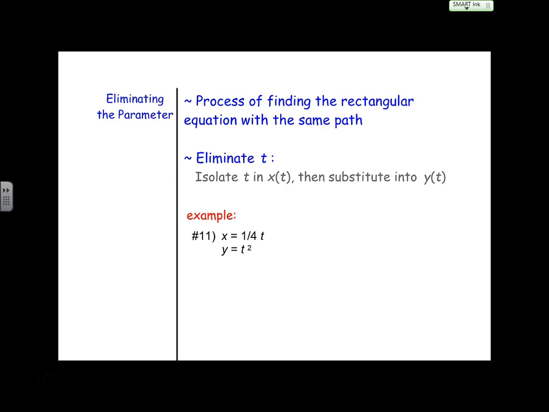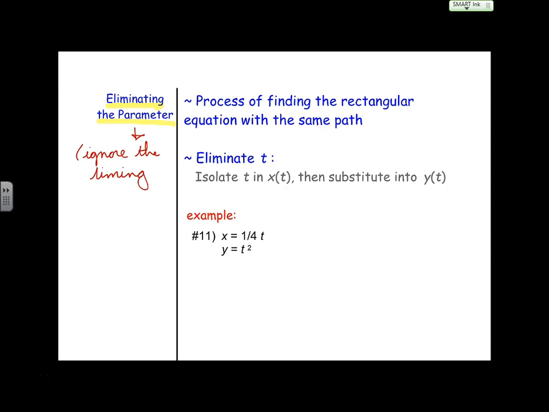In order to compare what we aren't familiar with to what we are more familiar with, the parametric in comparison to the function, it's going to be really helpful to learn how to eliminate the parameter, which basically means, in simplified terms, how to ignore the timing. How to ignore the timing.